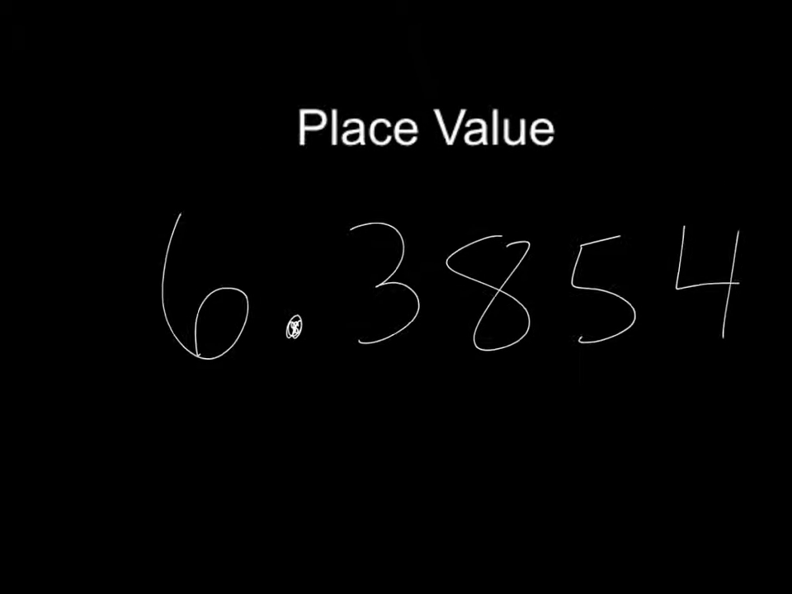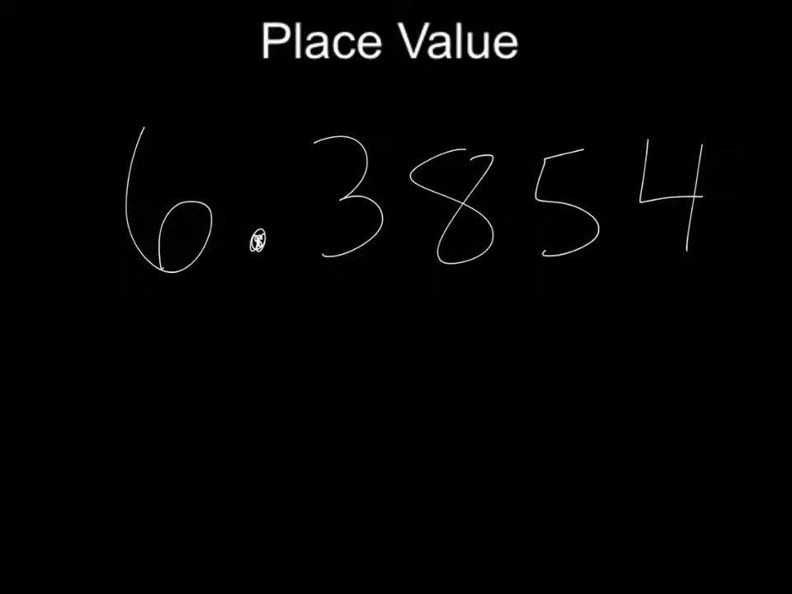So I'm going to go up here, and I have the number 6 and 3,854 10,000ths. We're going to review place value right now. So the first place value is the number that's directly to the right of the decimal. This is the tenths place value. So in this number, I have the number 3 in the tenths place value.